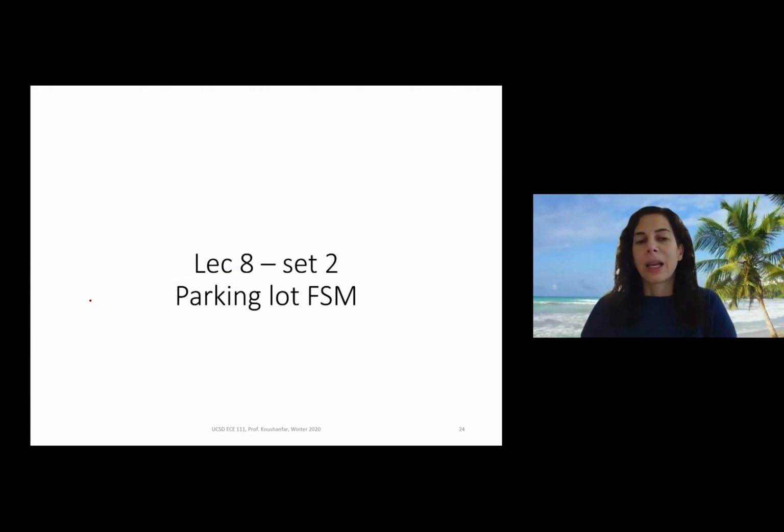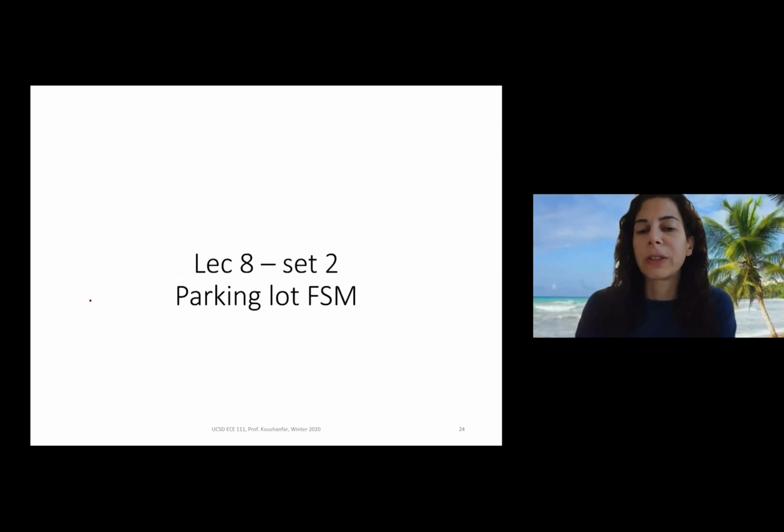In the next lecture set, we're going to talk about another example, which is a finite state machine that controls the parking lot.